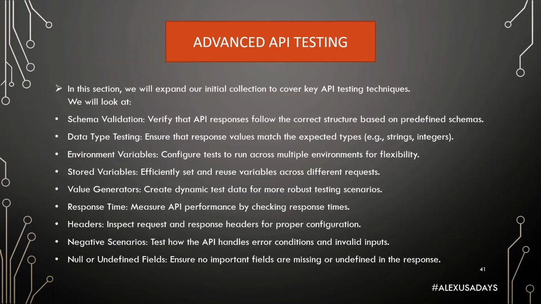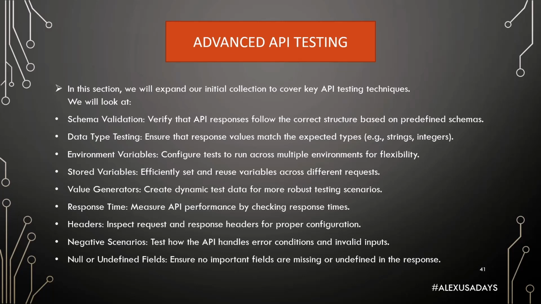Okay, so in this section for advanced API testing, we will expand our initial collection to cover key API testing techniques. We will look at schema validation. So we will verify that API responses follow the correct structure based on predefined schemas. And the schema essentially is like a map, a foundation, how everything should be in the end, how everything should look, right?